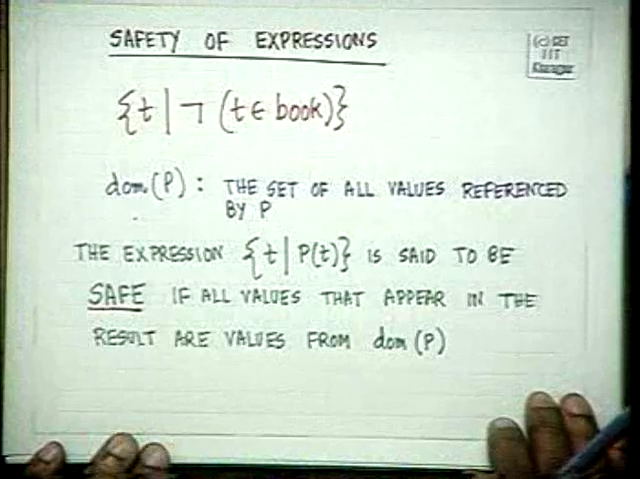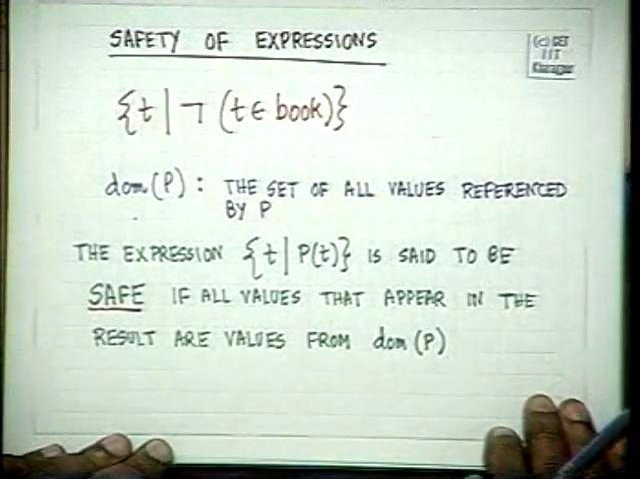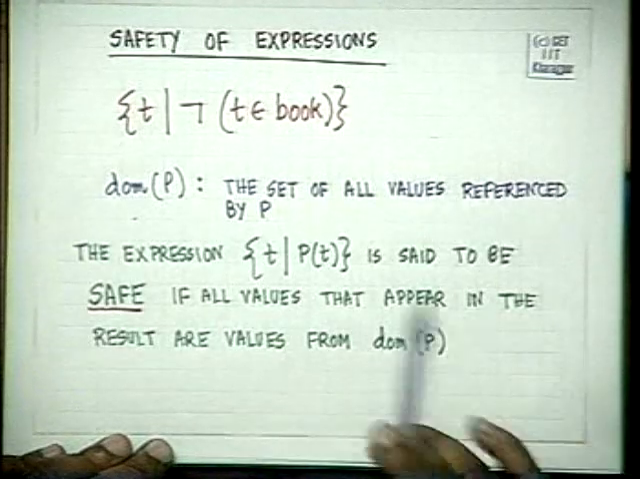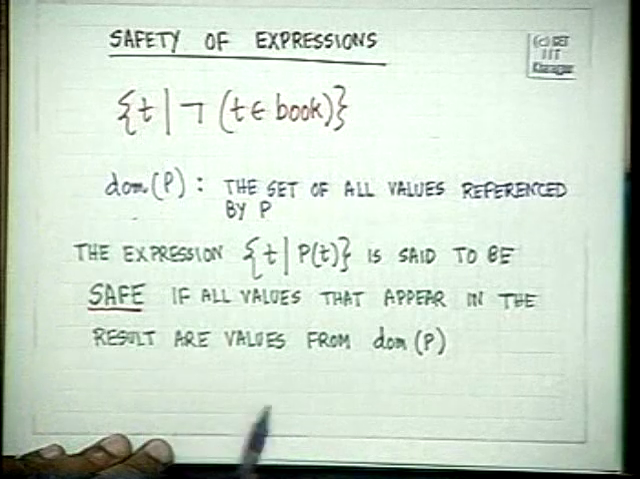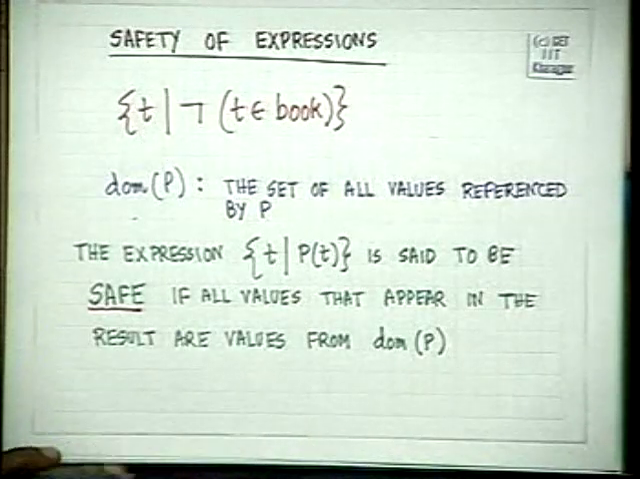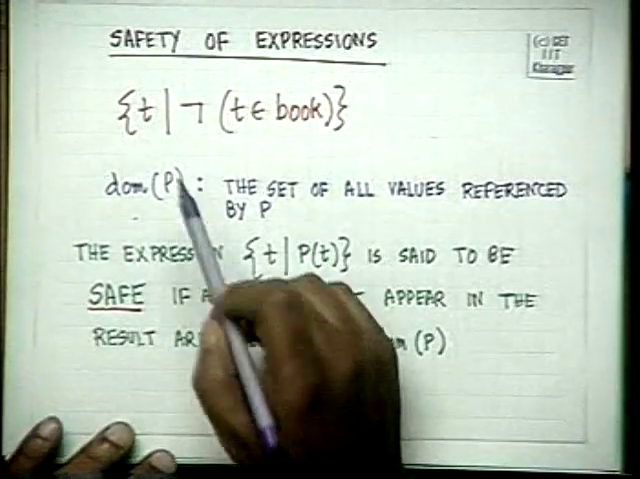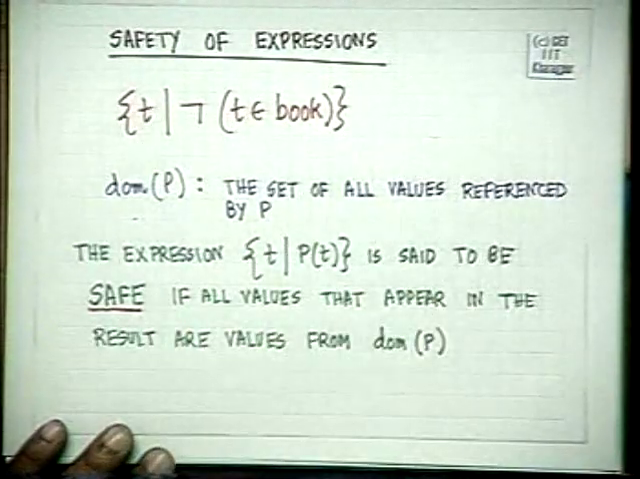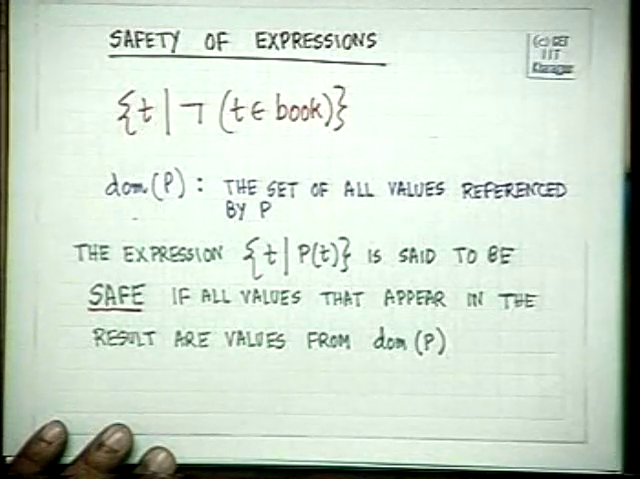Before terminating, we shall see what are known as safe expressions. Now we can write out queries which have got arbitrary answers. Now attributes come from sets. The domains of attributes are defined as integers, reals, and all that. Now suppose we write down this query: find all T such that T is not an element of book. What does this mean?